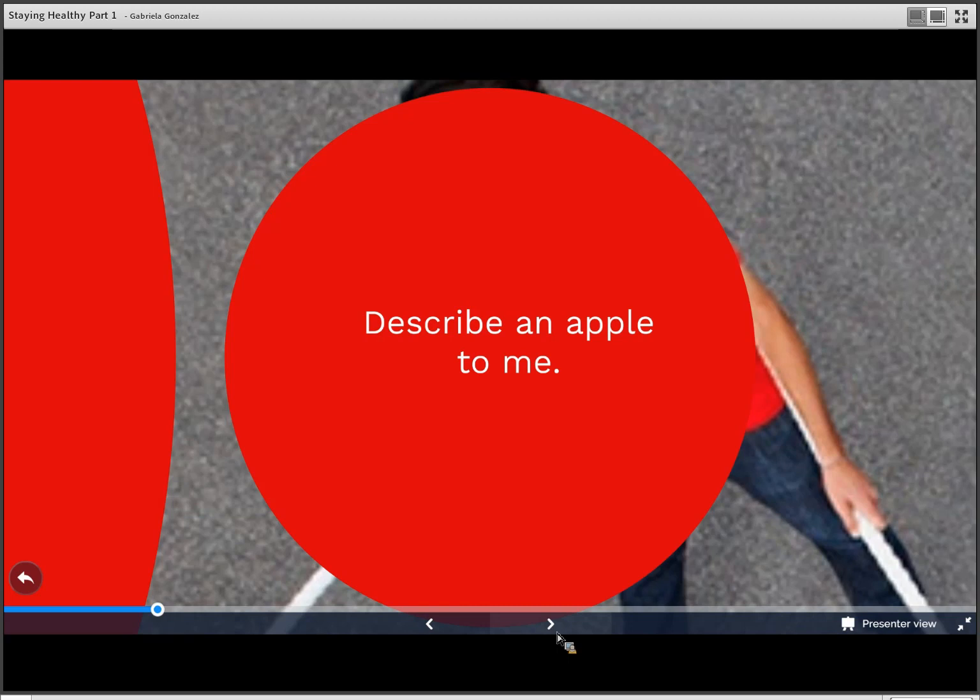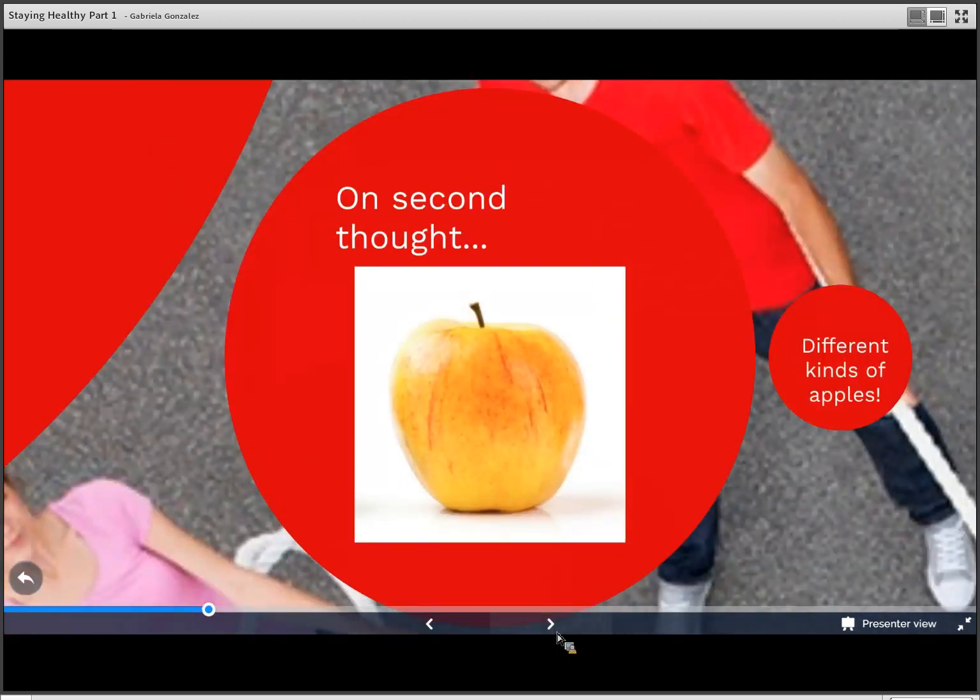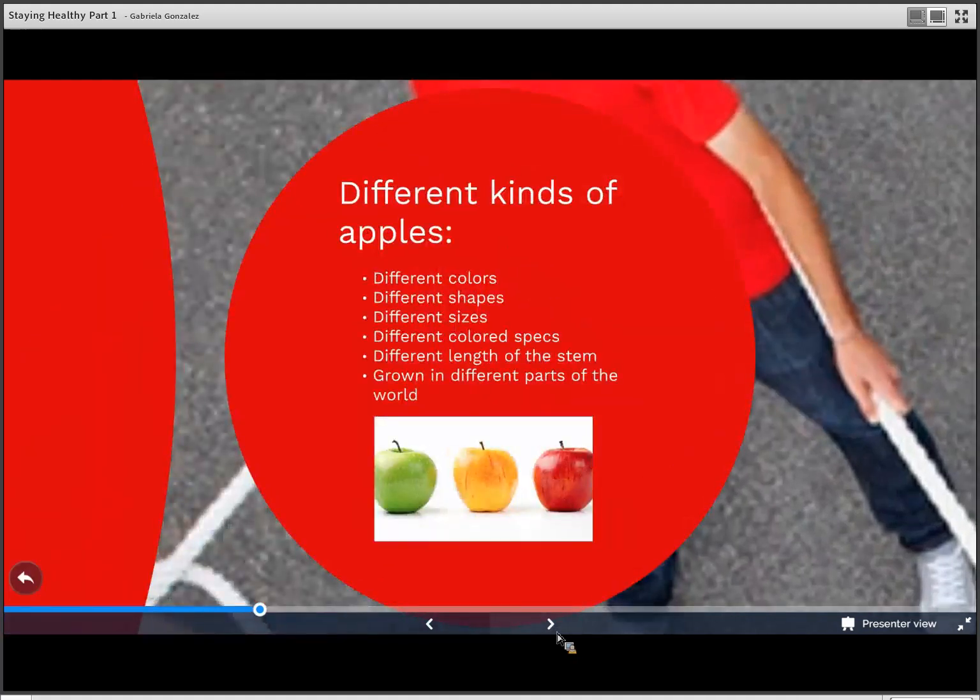Are you sure that you want to stick with the description that you just gave? I want you to check out this apple here. Does it fit the description you gave just moments ago, or does something need to be changed or added from your original description that you gave for an apple? There are obviously different kinds of apples, different colors, shapes, sizes, number of specks on them, where they're grown.